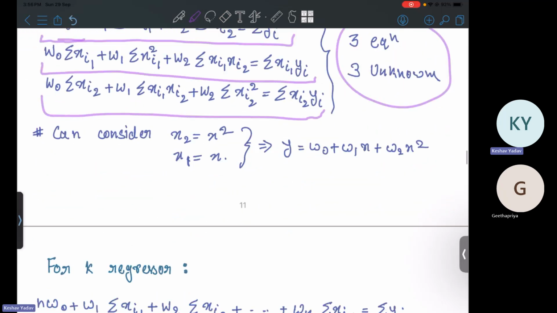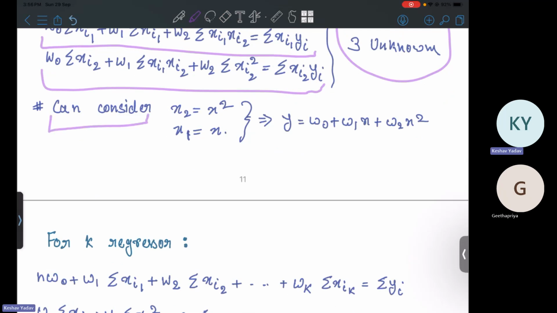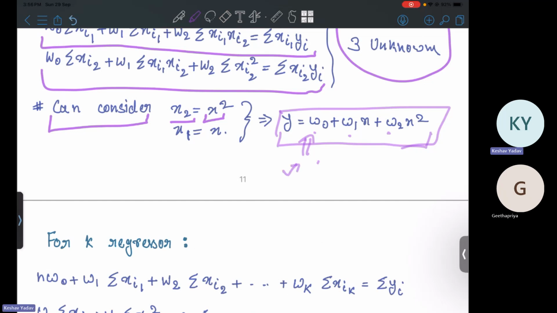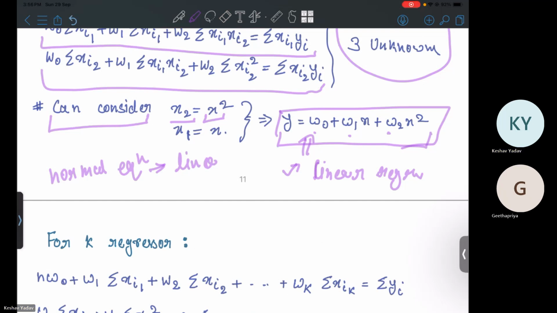Now we can consider x2 as x square, which will lead to y equal to W0 plus W1x plus W2x square, which is a non-linear relation. But here also we can apply linear regression, as long as our normal equation is linear, we can go for this linear regression method.